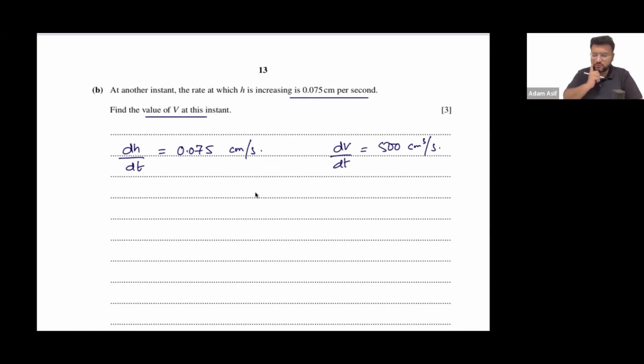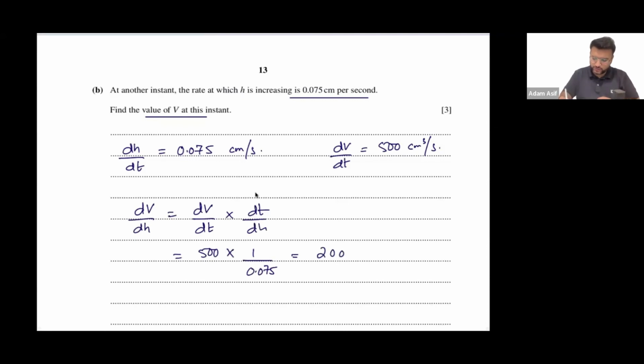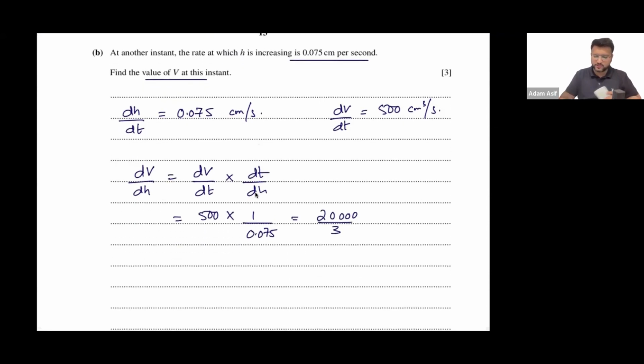Okay, so how can we figure out the value of h? By first finding dV by dH. So dV by dH is going to be equal to dV by dt times dt by dH. dV by dt is 500. dt by dH would be 1 upon 0.075. 500 divided by 0.075, that's going to be 20,000 upon 3 to be exact.